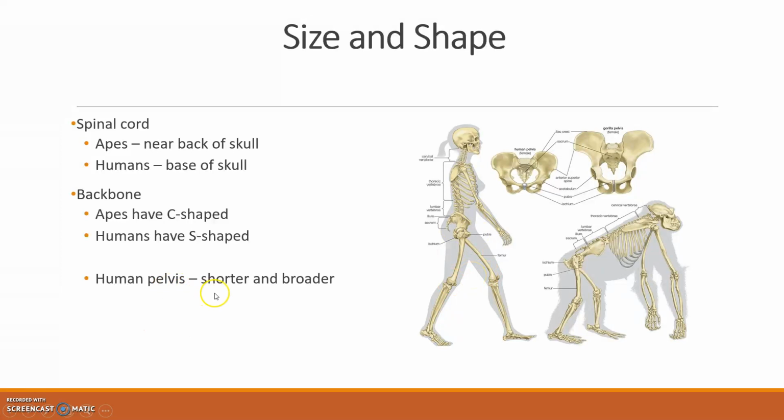The human pelvis is also shorter and broader than the pelvis of an ape. Now this is to provide better efficiency for walking and running, and apes don't need a shorter and broader pelvis since they use their arms to walk.